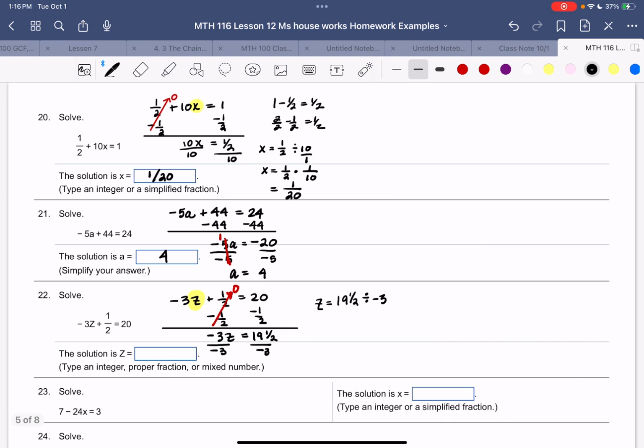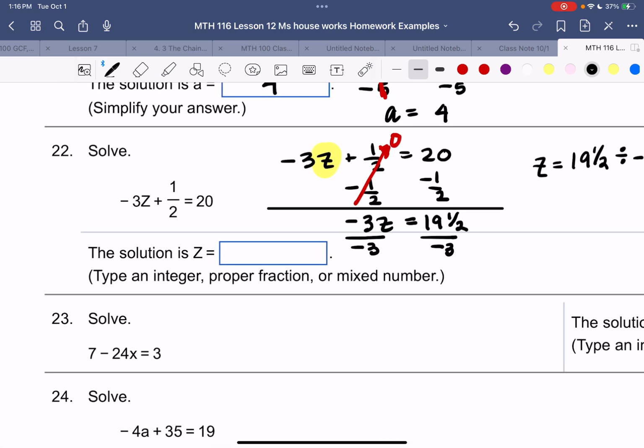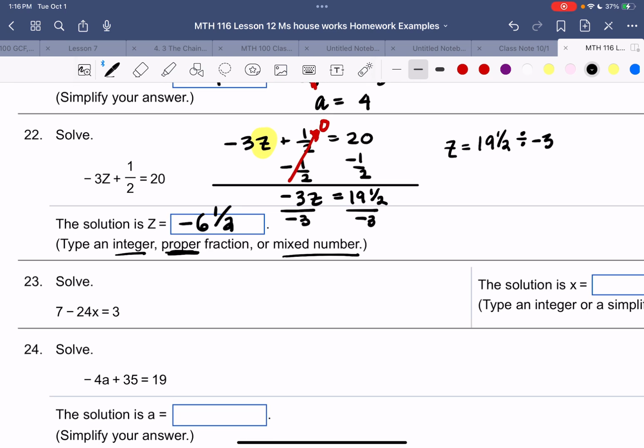All right, so let's look at what they say. Type an integer, a proper fraction. They don't want the improper fraction or a mixed number. So they want the -6.5. So with those fractions, it's going to be more complicated, but use your calculator. Practice doing it by hand some, especially if you're in a field or you have a technical degree where fractions are involved, like carpentry.